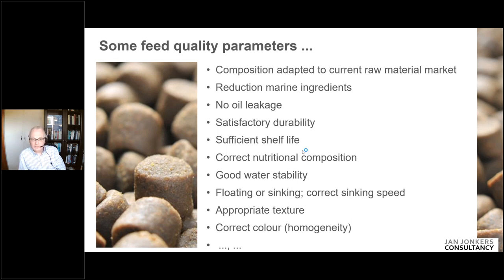That's on top of this page. So composition adapted to the current raw material market. So then you would be flexible to change to different recipes. And that's very important at the moment with all these supply chain disruptions. So that is also part of a good control of quality of the feed.